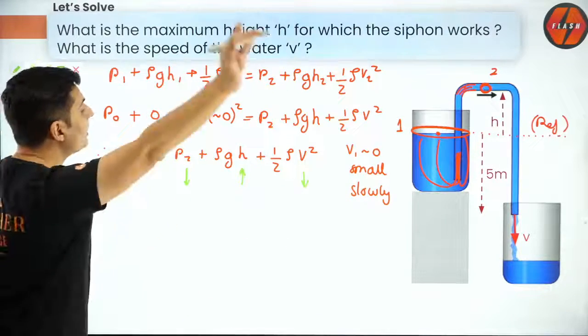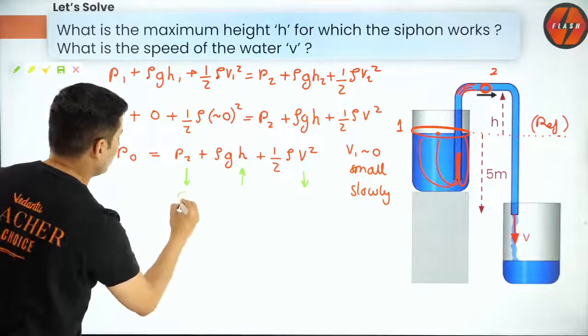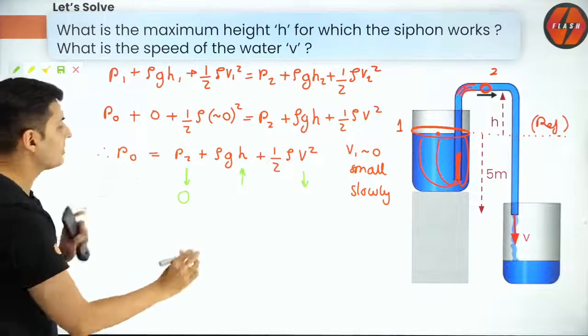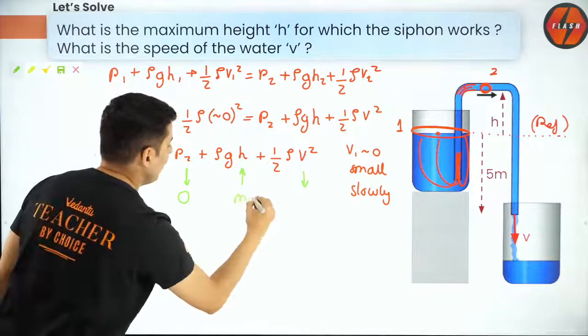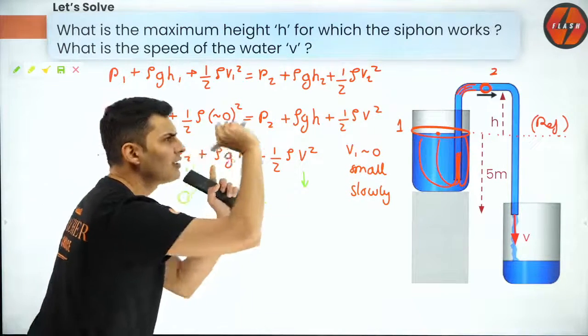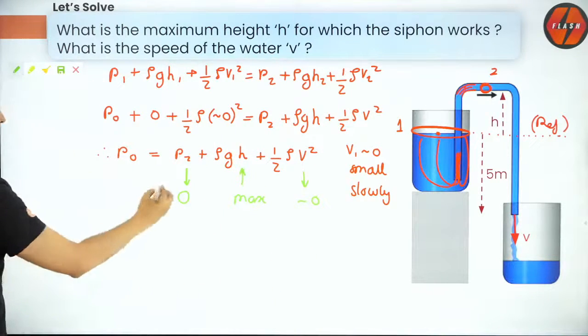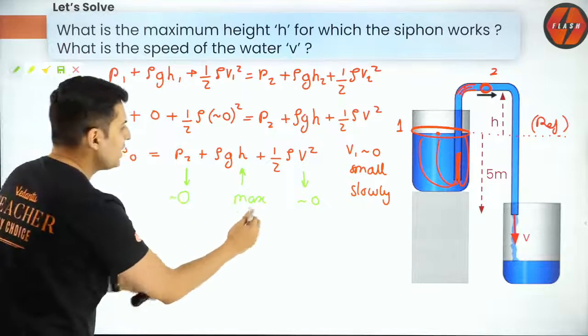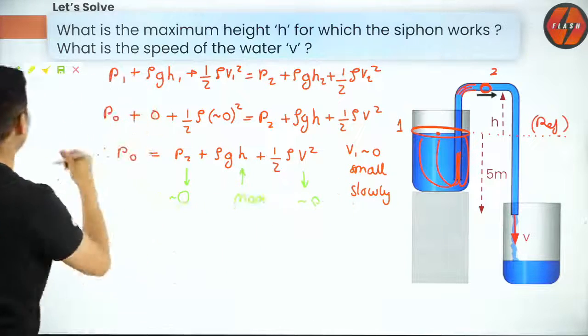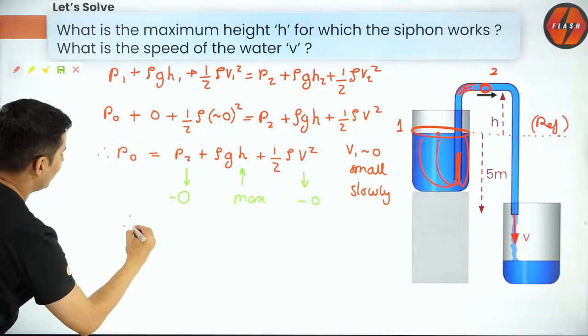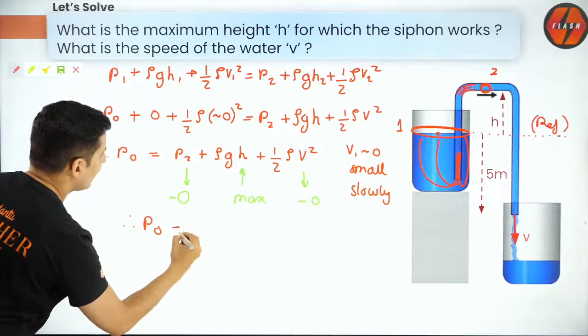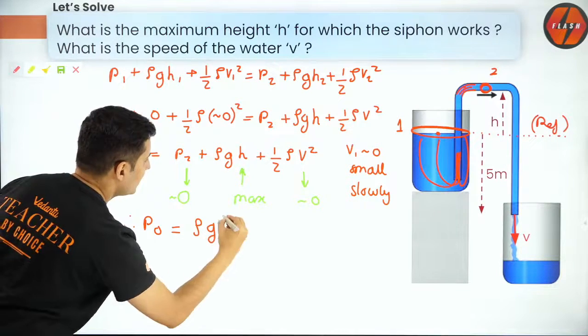In the limiting case, what will happen? The pressure has almost become zero, this has become max height, and the liquid is barely flowing, hardly any speed. So the pressure is almost zero, the height is maximum, and velocity is barely anything. So then what will happen, guys? You will get P naught is equal to rho g h.